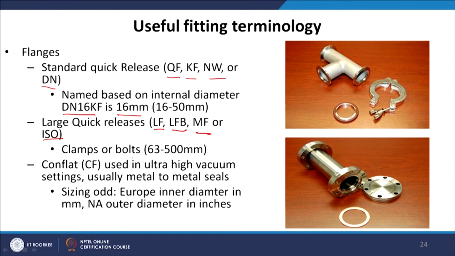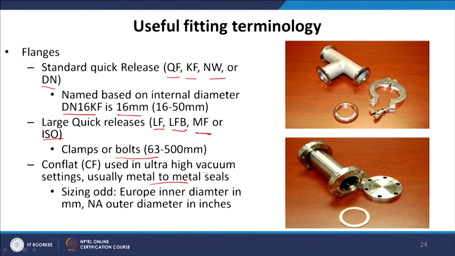And then there are clamps or bolts for 63 to 500 millimeters. And then there is the conflat, used in ultra high vacuum settings, usually with metal to metal seals. Let us say I want to make an STM machine or an SPM machine. There we need to maintain a very high vacuum, 10 to the power minus 11, let us say, so we use the conflat. The sizing in Europe is by inner diameter in millimeters, but in other places by outer diameter in inches. So, from country to country, some of the nomenclature and terminology also changes.